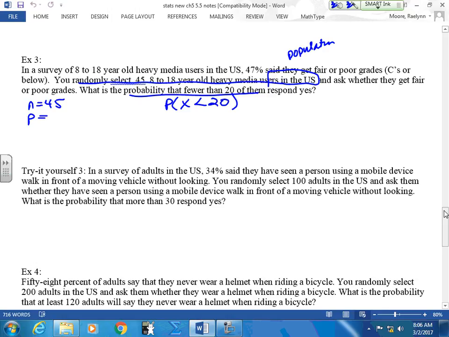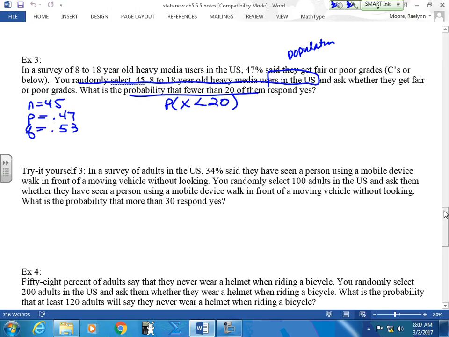What's my P? What's the probability that they said they got fair or poor grades? 0.47. What's my Q? 0.53. This is 1 minus P. We did this the other day. We're just taking this further. So this is how I start.